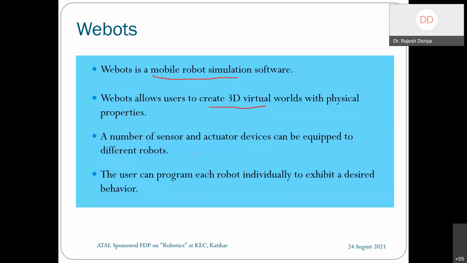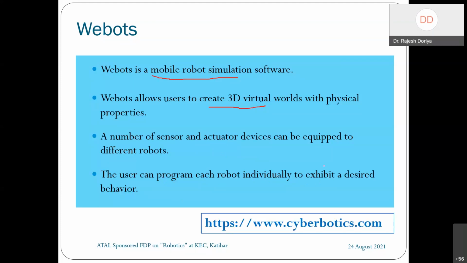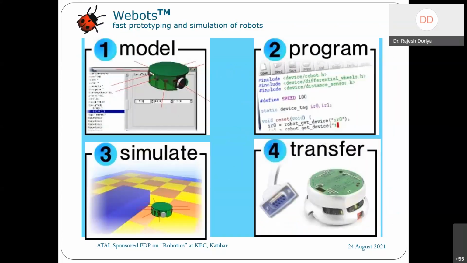So you can program any robot and you can test whether the robots are working properly as per your program or not. So the user can program each robot individually to exhibit a desired behavior. And if you want to get more information, then of course they have created the web page. So you can follow this web page and you can get the information regarding this particular tool.